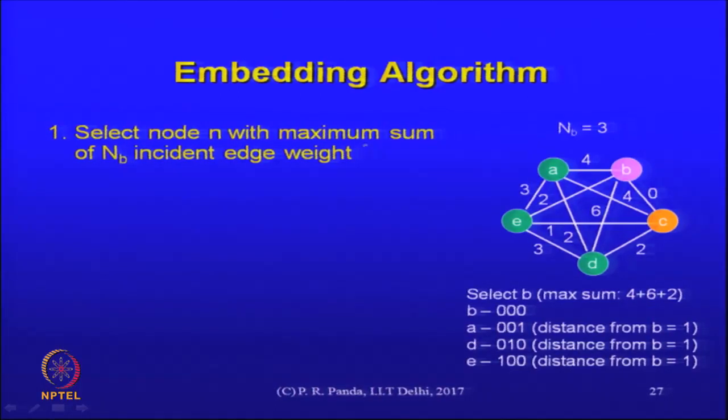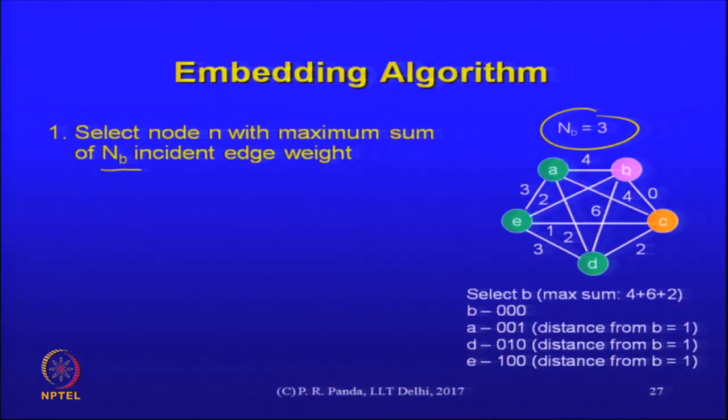Select a node with the maximum sum of NB incident edge weights. If NB is 3, it means that I use 3 bits to encode this. So what you are saying is you select a node with the maximum sum of 3 incident edge weights. Why 3, we can decide later, but it is like this. Over here you would select B, that is my prioritization.